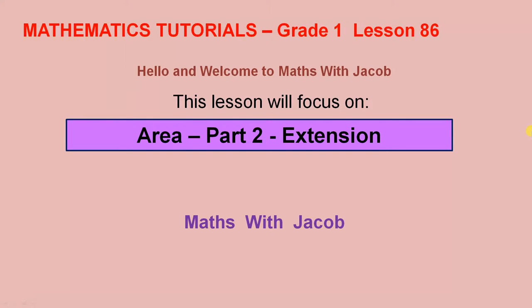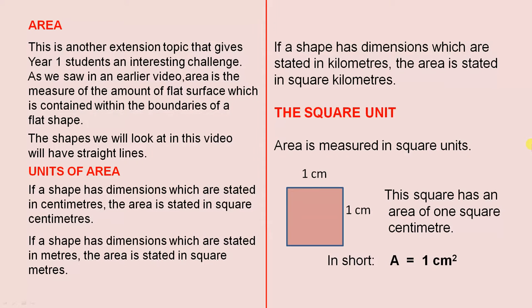This lesson will focus on Area Part 2 Extension. Area. This is another extension topic that gives Year 1 students an interesting challenge. As we saw in an earlier video, area is the measure of the amount of flat surface which is contained within the boundaries of a flat shape. The shapes we will look at in this video will have straight lines.